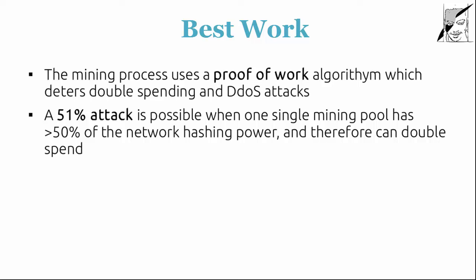A 51% attack is only possible when one single mining pool comprises over half of the network hashing power, and therefore can double spend their money and be a dishonest node, essentially compromising the integrity of the Bitcoin network. Several times on occasion, mining pools have come close to owning 51% of the network hashing power, and oftentimes they actually voluntarily disband some of their hashing power in order to stay under 50%.